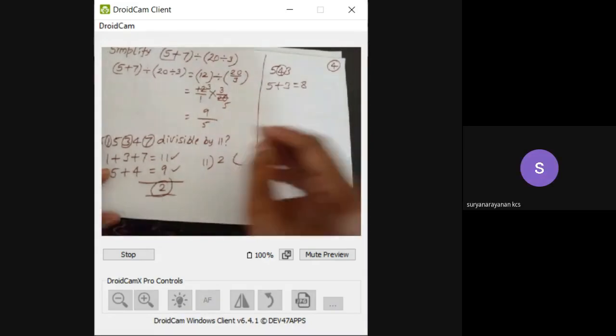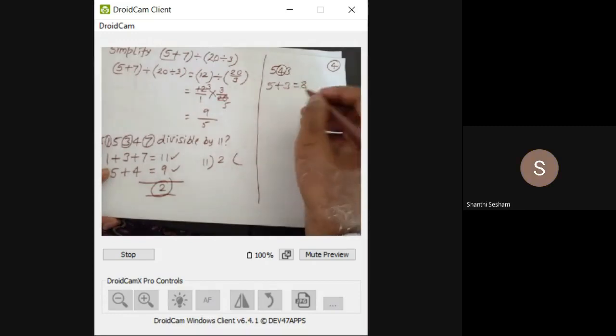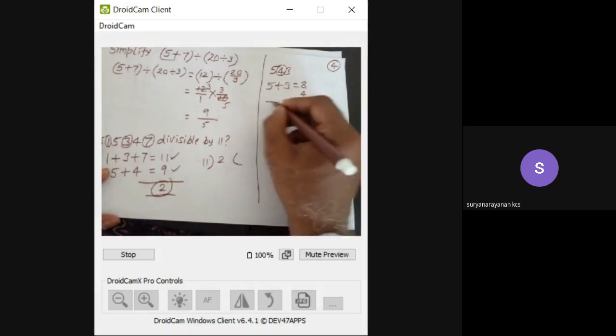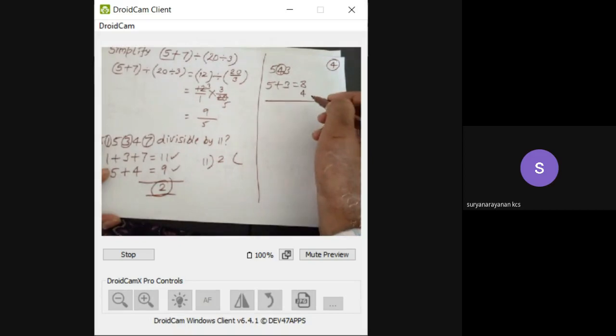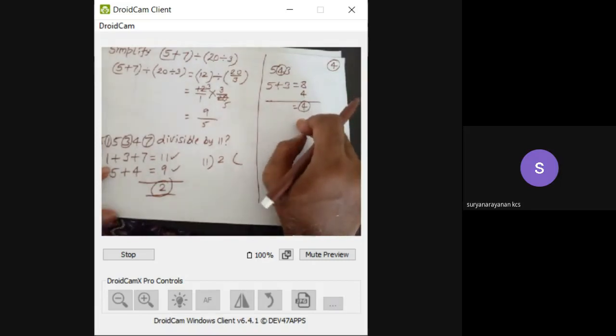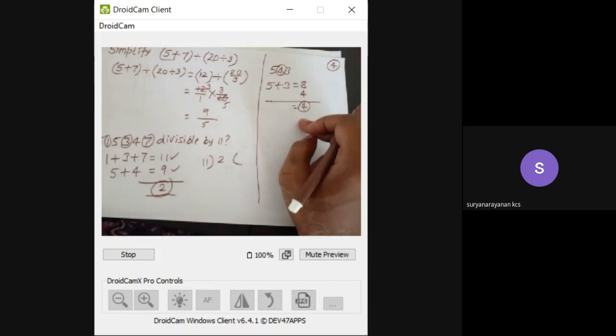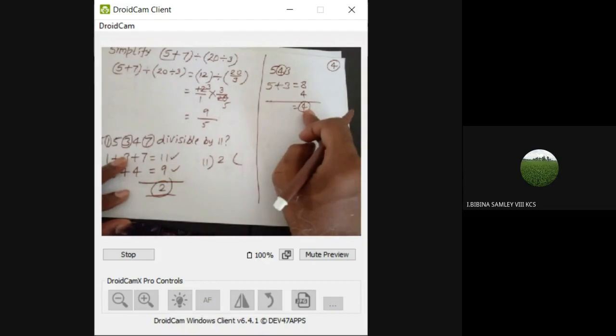Yes, sir. What is the digit left here? 4, only 1 digit. Write that digit as it is. Now find the difference of these two. What is the difference of these two numbers? 4, sir. Is this number 4 divisible by 11? Can you divide 4 by 11, Shanti? No, sir. We can't divide.